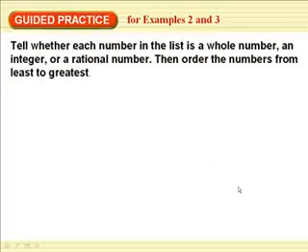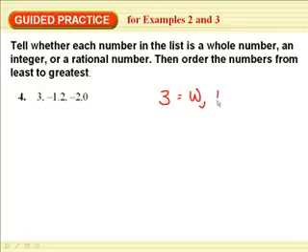So let's check out some guided practice. It says, tell whether each number in the list is a whole number, an integer, or a rational number. Then order the numbers from least to greatest. All right, so let's start with 3. Okay, 3 is a whole number. I'm going to put W for whole number, I for integer, and R for rational number. That's pretty clever of me, isn't it? 3 is a whole number. It is an integer, and it is a rational number because we can write it 3 over 1.